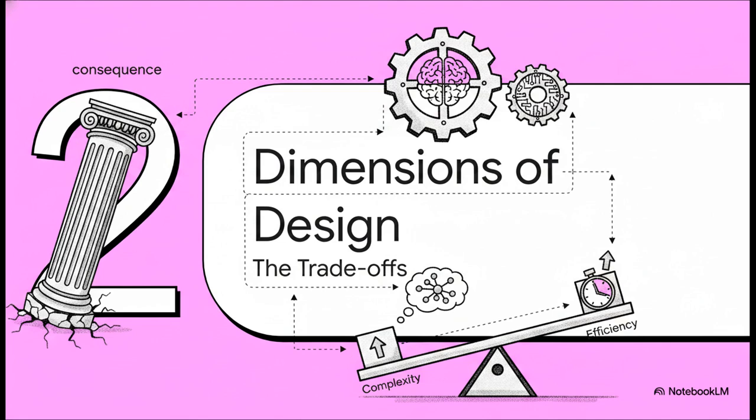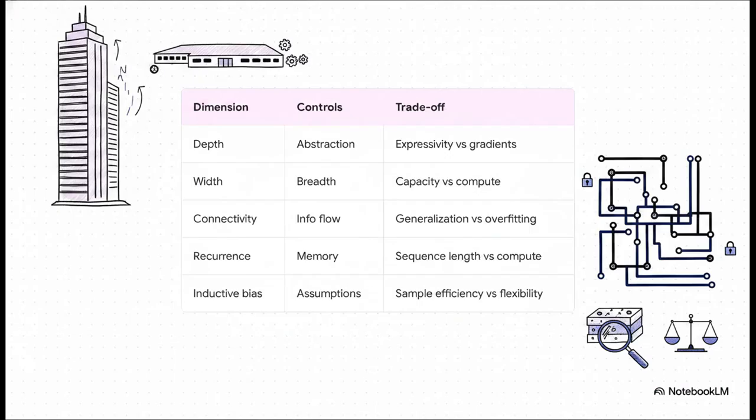Moving right along to Section 2, Dimensions of Design, the trade-offs. Let's look at the literal physics of AI design here. Think of these dimensions just like you're constructing a physical building. Depth, which is the number of layers, is like adding floors to your skyscraper. It controls the hierarchical feature abstraction, letting the model learn much more complex, nuanced concepts. But what's the trade-off? Expressivity versus vanishing gradients.